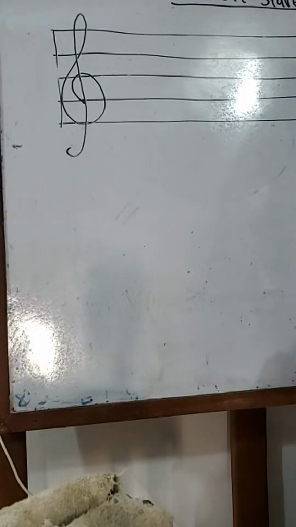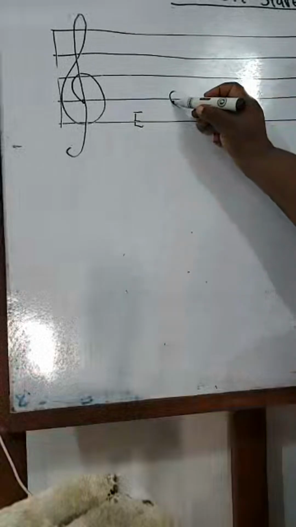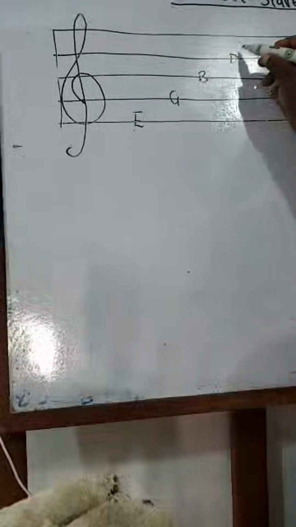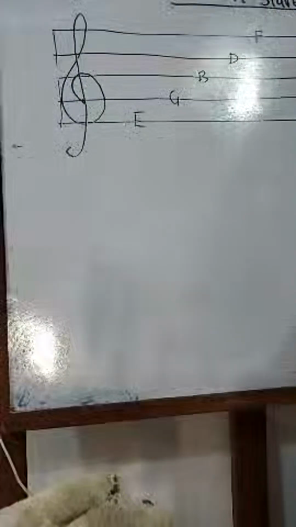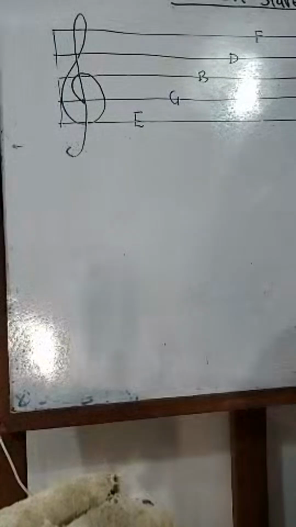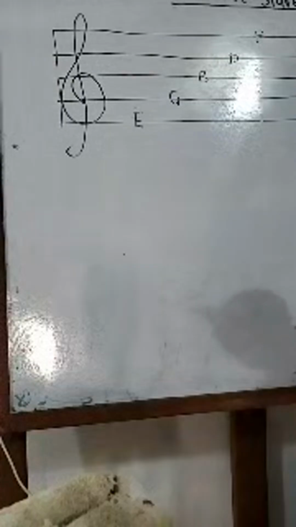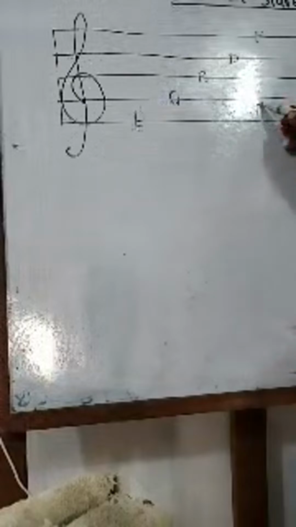Now this is the treble clef. The letters of the treble clef lines are E, lines only, G. But you got it correct. Which means after E, the first space will be F.